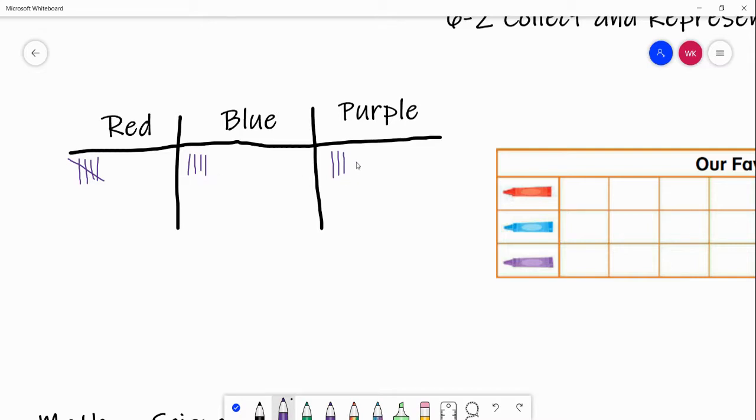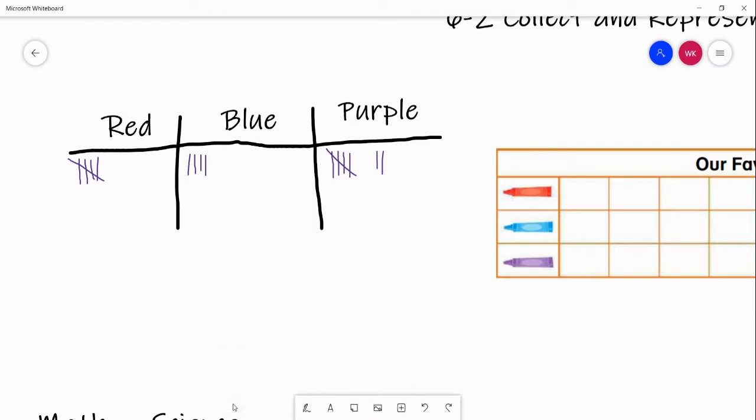Miss Wiz's favorite color is purple. Andrea's favorite color is purple. And then we have Miss Drakeford's favorite color is purple. And then we have Miss Fravel's favorite color is purple. And then we have Miss White's favorite color is purple.